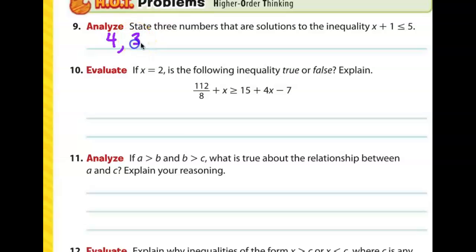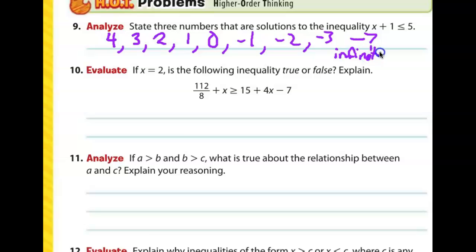Okay, if you stated 3, that's definitely correct. If you said 2, that's right. 1, you could even have said 0. Or -1, or -2, or -3. And as you can see, this is actually going to go on infinitely. Okay, let's see if I can spell infinitely. It's going to go on forever. But what is not true is 5 plus 1 is not less than or equal to 5. So there's also an infinite number of wrong answers as well.